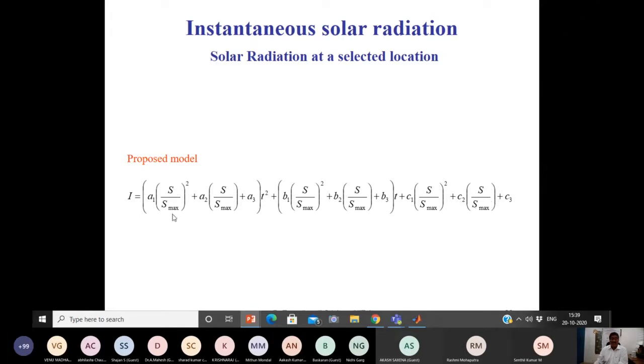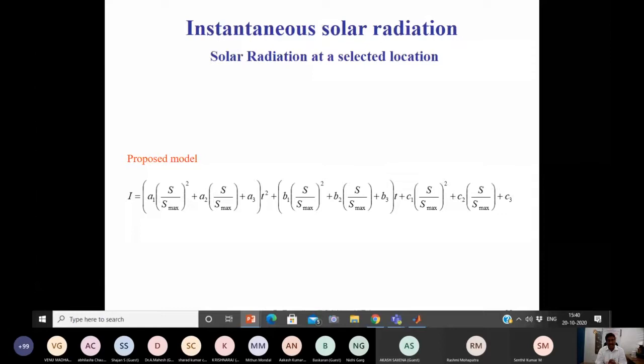What the meaning of S and S max is: S is the day length, that is, the actual day length, and S max is the maximum day length. The maximum day length we can calculate using the solar geometry, that is the duration between the sunrise and the sunset. But the actual day length is different, because once there is a cloudy time, after detecting the cloudy and other non-sunny conditions, only the actual sunny time we have to consider, that is the actual day length.